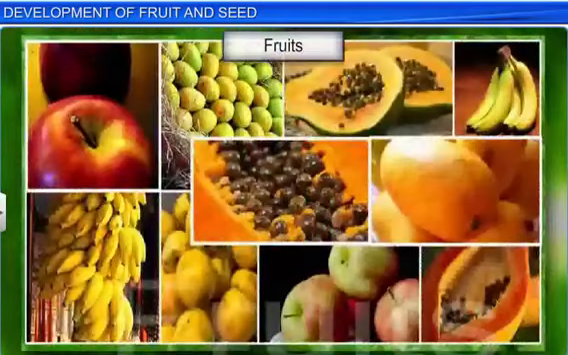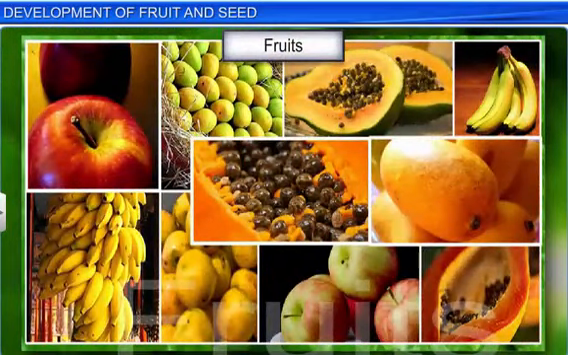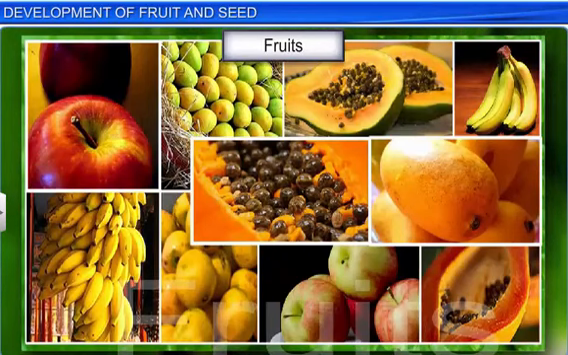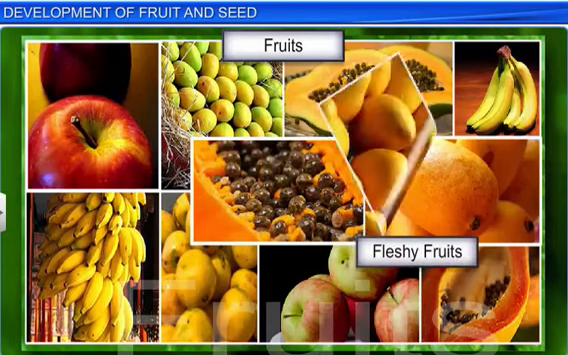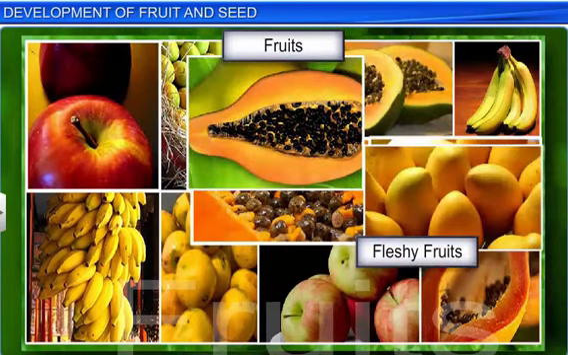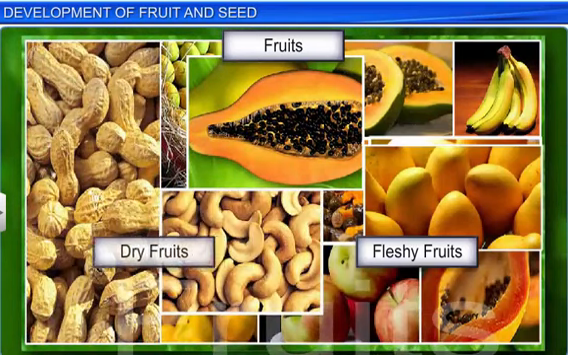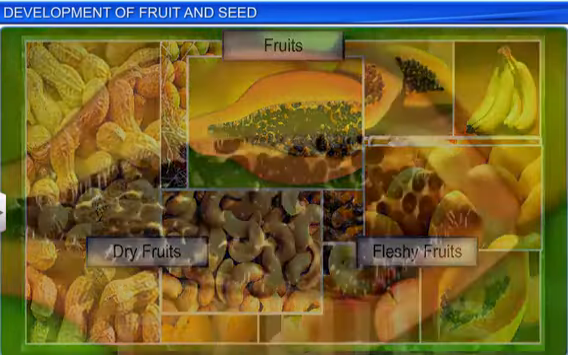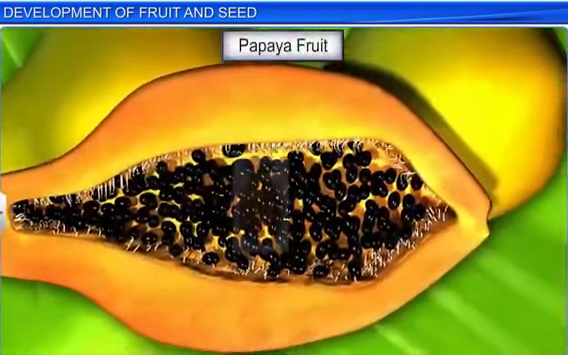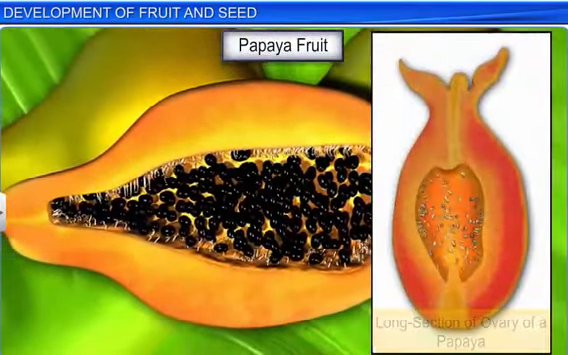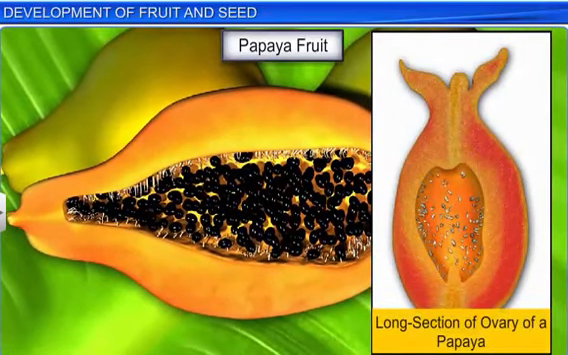For us, fruit means a mango, papaya, apple, or a banana. However, for a botanist, fleshy and juicy mangoes or papayas are as much a fruit as are groundnuts or cashew nuts, which are dry in nature. Fruit, the final product of sexual reproduction, develops from an ovary post-fertilization.